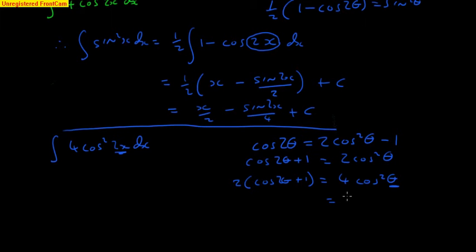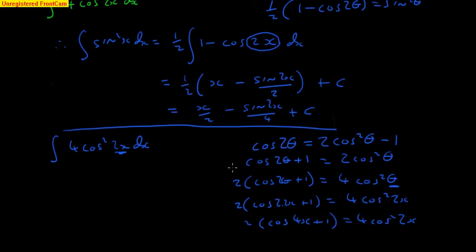So if I now put 4 cos squared instead of theta, I'm going to use 2x, equals 2 cos 2, instead of theta, I put 2x. And finally I'm going to have 2 cos 4x plus 1 equals 4 cos squared 2x. So having done all of this, I can now say that my integral equals the integral of, I'll take the 2 outside, 2 into cos 4x plus 1.